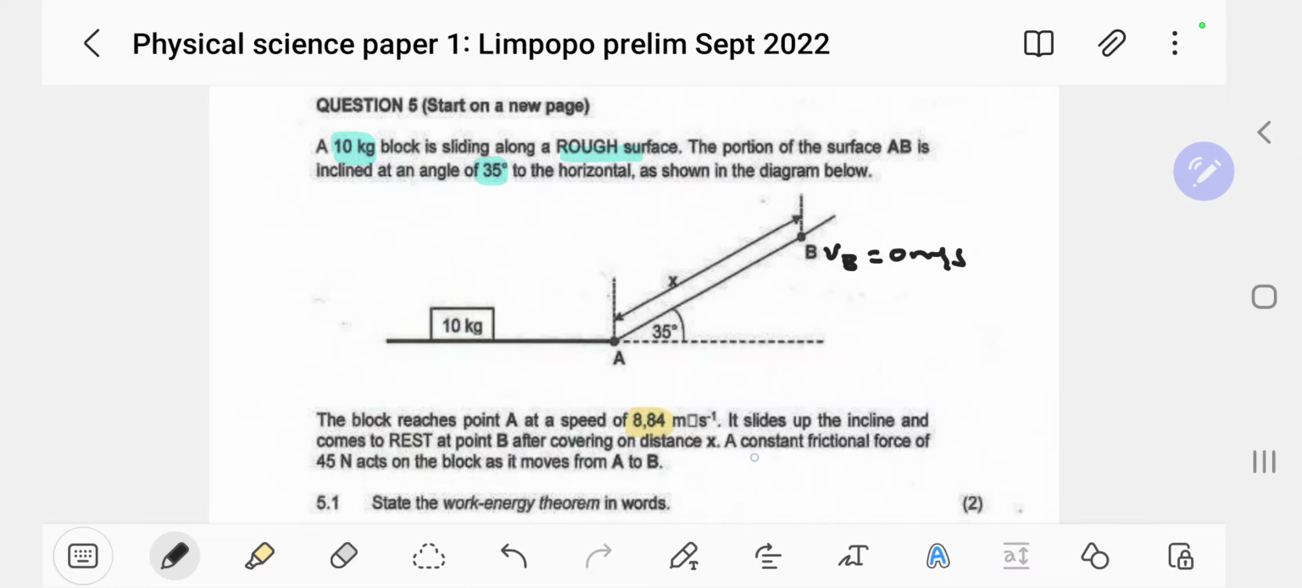Now we are told here a constant frictional force of 45 newtons acts on the block as it moves from A to B. So friction always opposes motion, because the direction of motion is up the slope. So we're going to choose the direction up slope as positive. It is very important to do that.